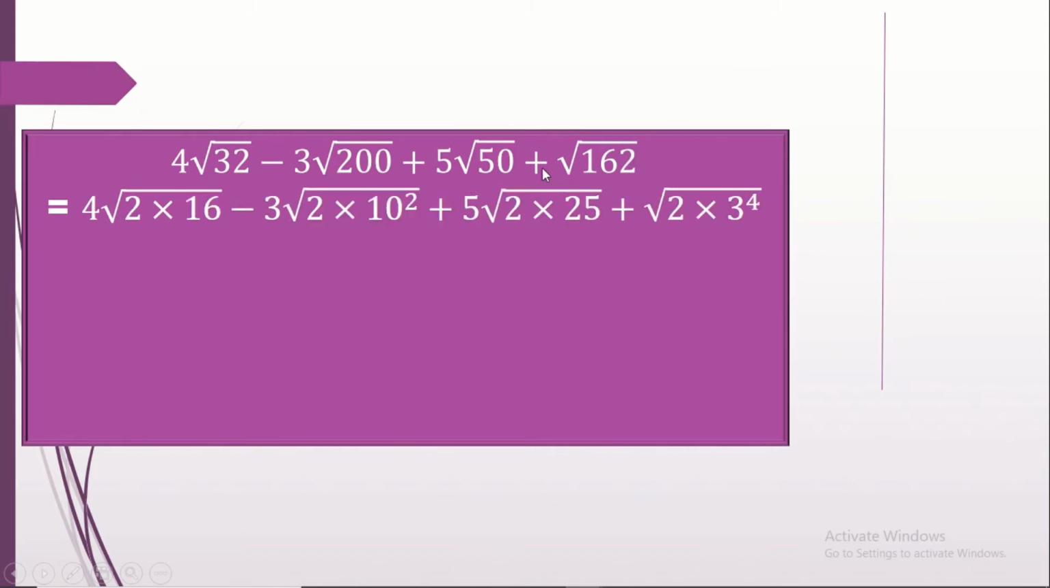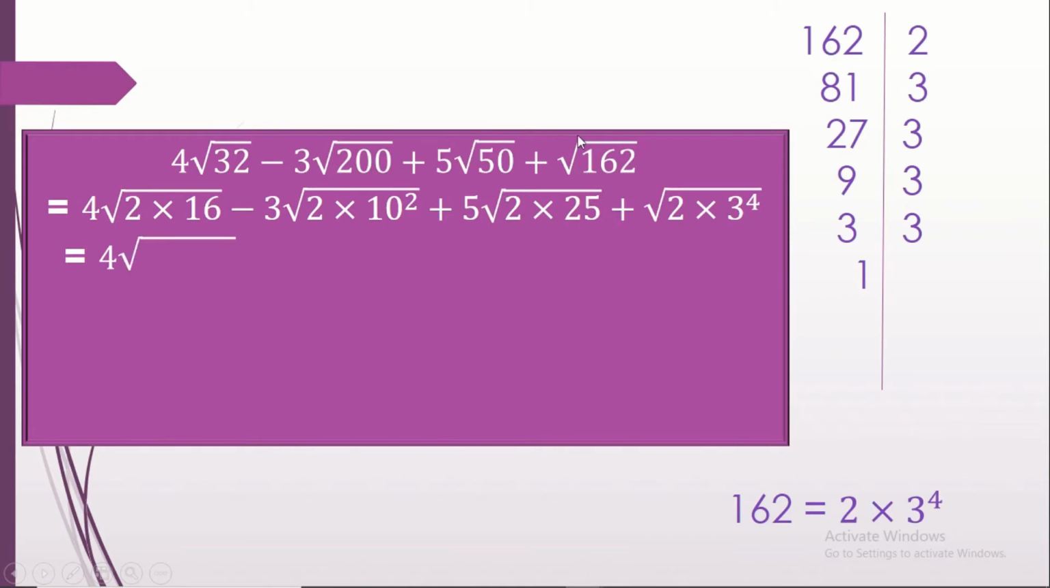Well, 162, if we simplify it by dividing by 2, it gives us 81, which is 9 squared, or we can decompose it completely. 81 divided by 3 gives us 27, divided by 3 gives us 9, divided by 3 gives 3, divided by 3 gives 1. If you note here, it's 2 times 3 to the power 4, since we have 3 four times. Now if you note here, 4 is an even power, so we can divide it by 2. Now let's solve them together.